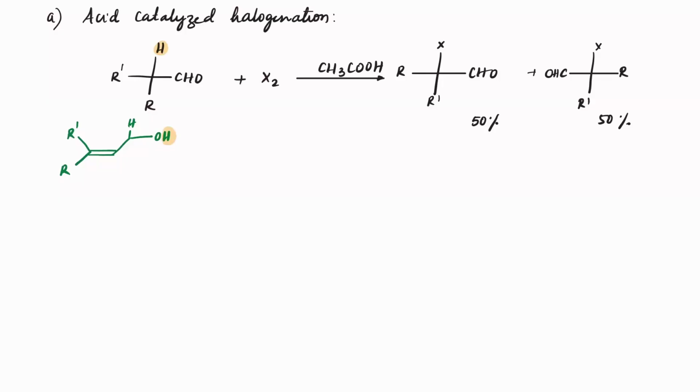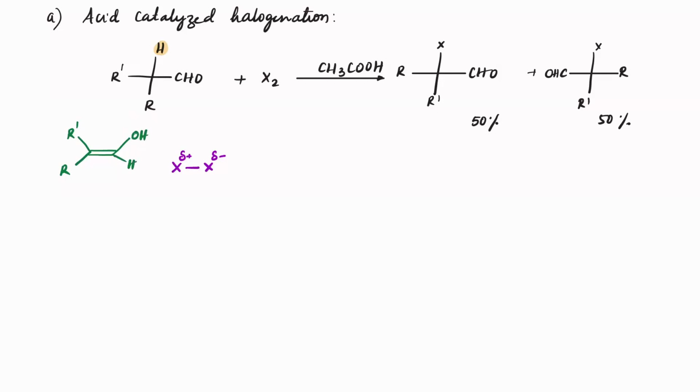Now, when you expose X2 in a polar solvent, it will start showing delta plus and delta minus charge. And the lone pair present on this oxygen will push electrons to get back into keto form. Sorry, I put the double bond at a wrong position. One minute, let me rewrite that. So this is that OH and H.